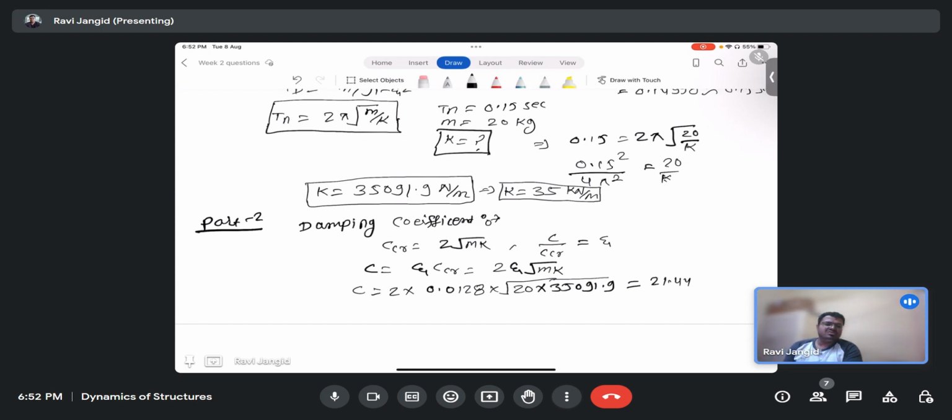And what is the unit? Can you tell me what is the unit for the damping coefficient? Anyone here who can tell me what is the unit for the damping coefficient? As I know, mass will be kilogram, stiffness would be Newton per meter, and the damping would be... I am not asking for the percentage of damping, I am asking for the unit for the damping coefficient.